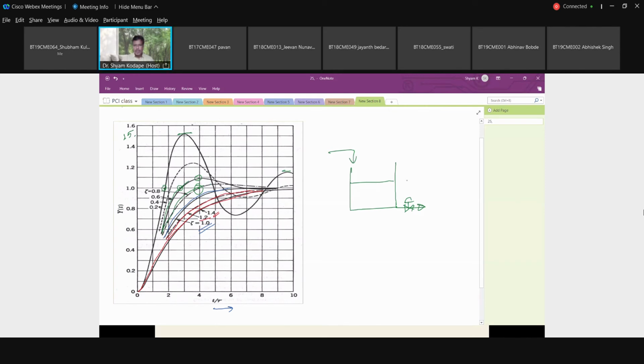If it is underdamped and this is its mean condition, then it will behave like this. The height will start from here and behave like this. And there is a possibility that at this point it will overflow. It is reaching a height above the wall of the container, so then it will overflow.